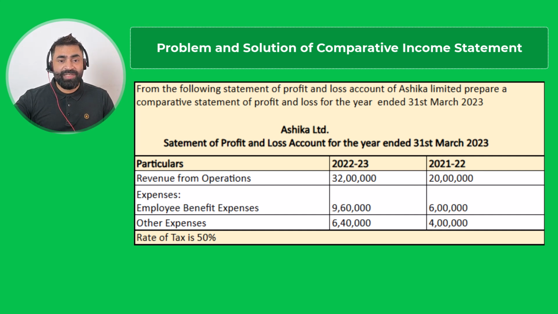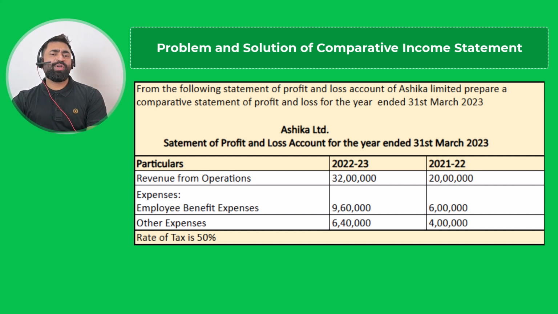And this is a statement. As you see, particulars 22-23 and 21-22. Now which of these is your current year? Really, it is the latest year. Like I said, current year does not technically mean the year that you are right now in. As per the question, it means the latest year that is out there, which is 22-23 here. So this is the current year and this is the previous year.